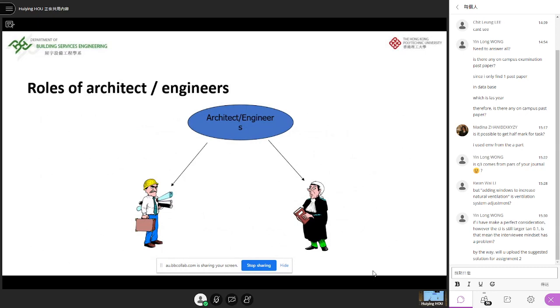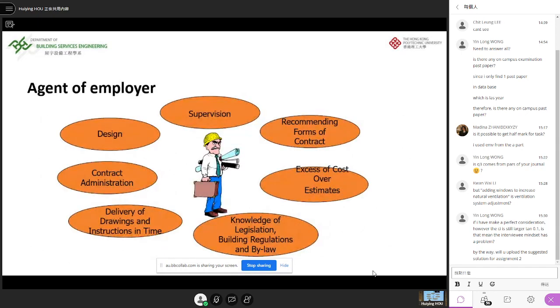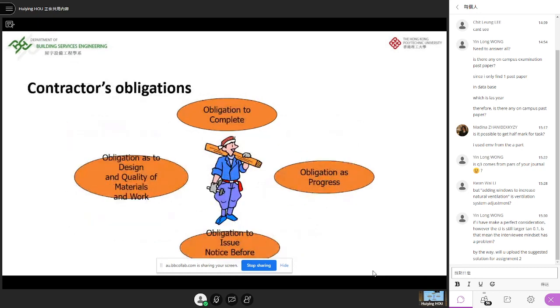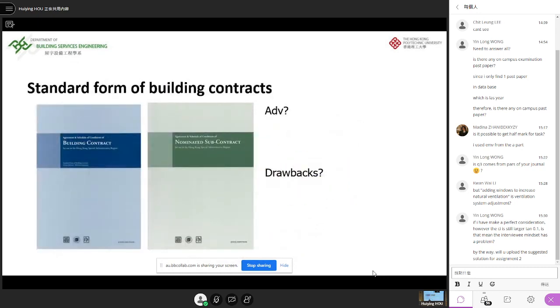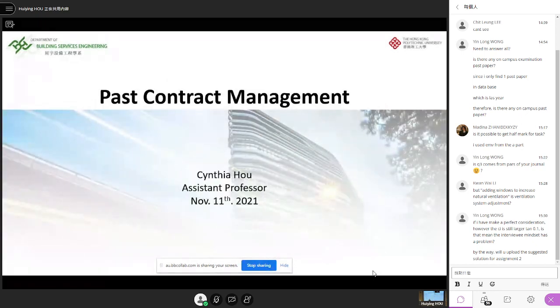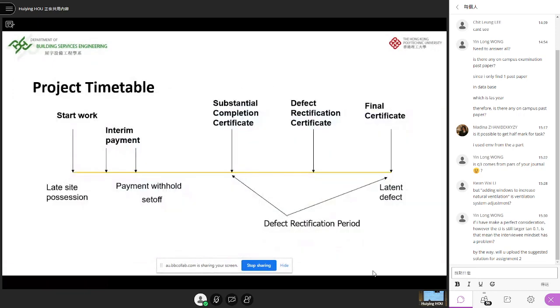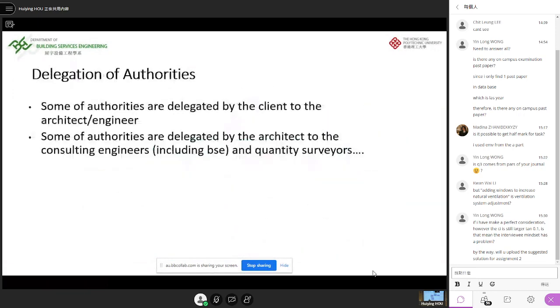Usually the architect or engineer are more familiar and have more duties in a construction project. So they usually play a role in managing the contract as well. And what are the benefits of establishing a standard building contract? Past contract management, better to understand.